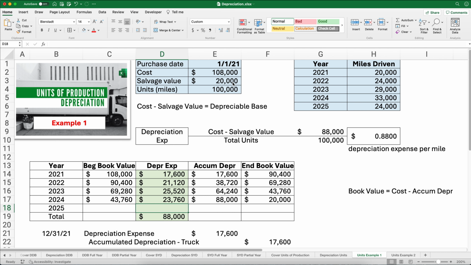And that's 23,760. Our accumulated depreciation is 88,000 total here, and our book value is 20,000. Now, how do we get to this point?